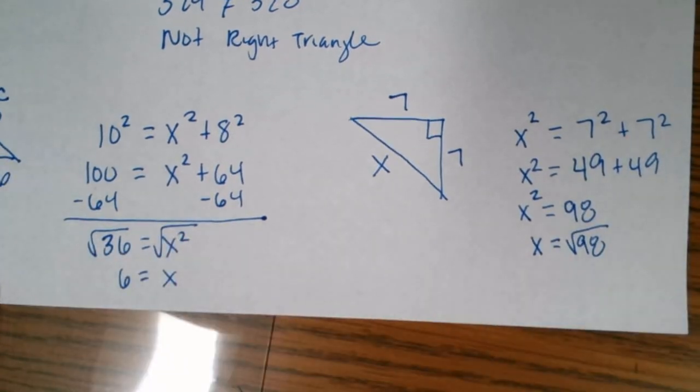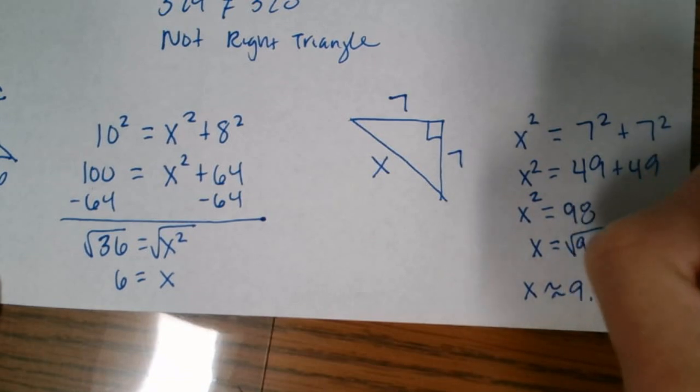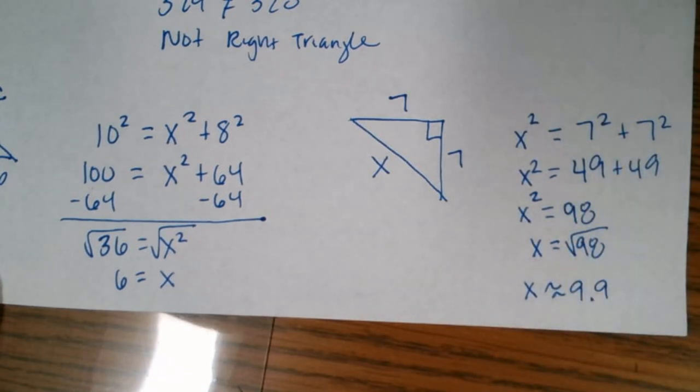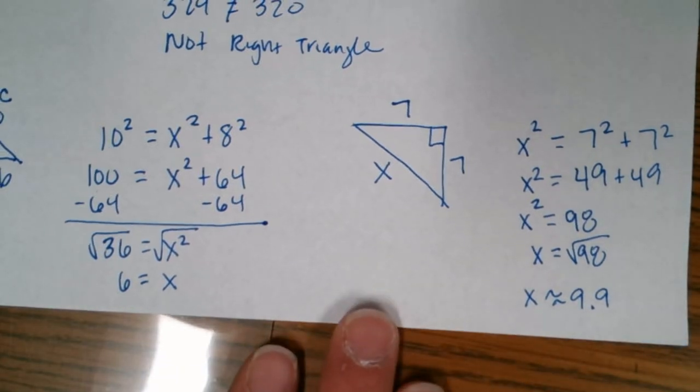Sometimes you're not going to get a whole number. When I do the square root of 98, I get that it rounds to about 9.9. Okay, so it's okay to get a decimal sometimes. You're just solving for the missing piece, and when you take the square root, if it's not a whole number, you just round your answer. Okay, so those are your examples to look at for the Pythagorean Theorem.